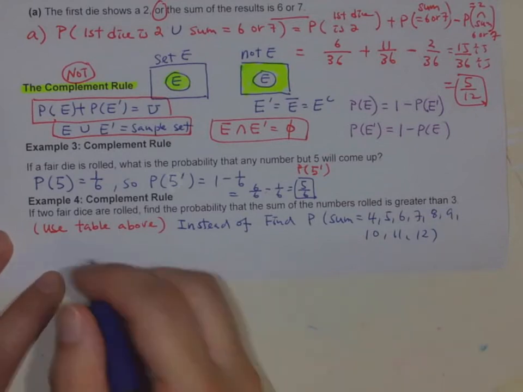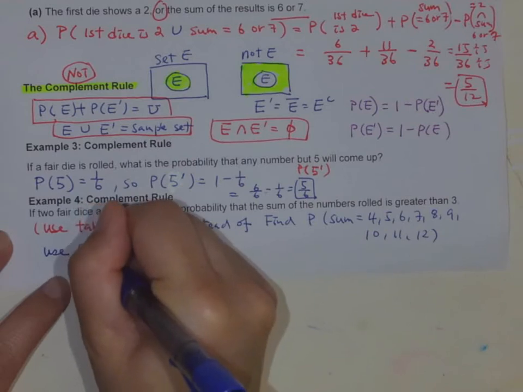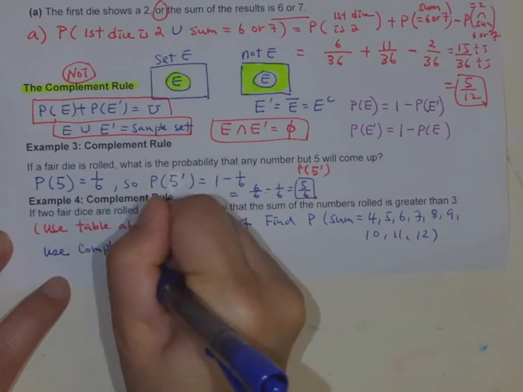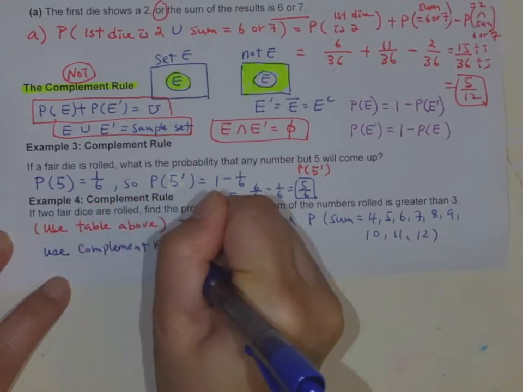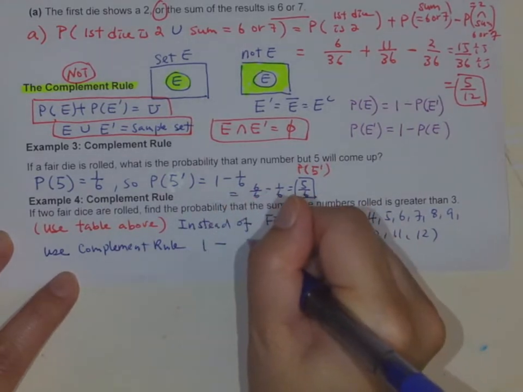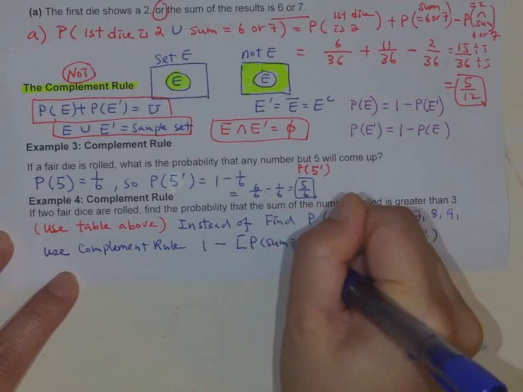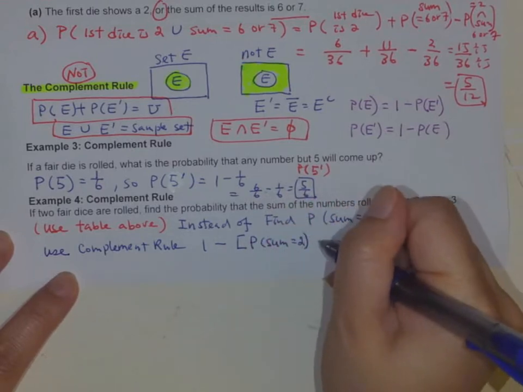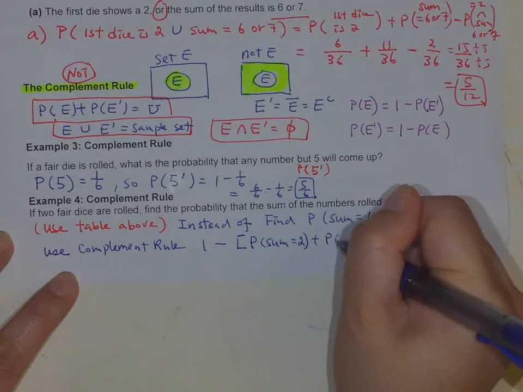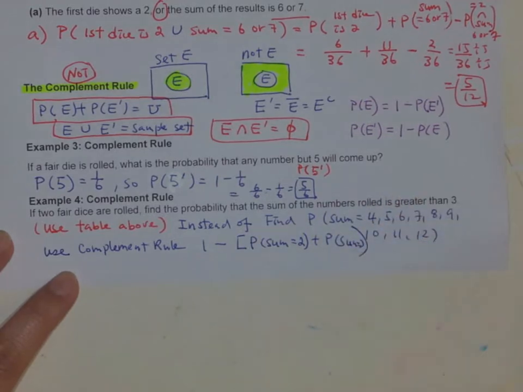So if we can use the complement rule, that we can do 1 subtracting probability of sum equal to 2 and the sum equal to 3, right? Sorry.